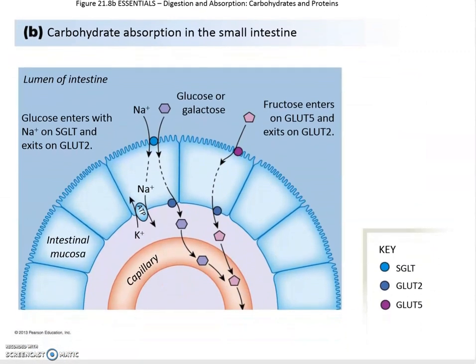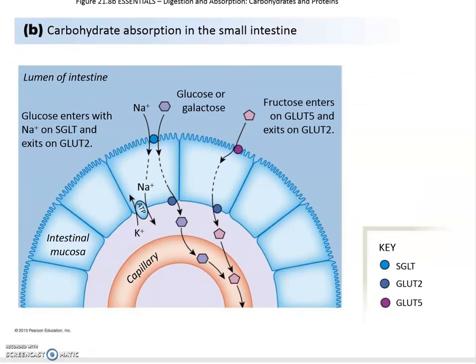Here's how the absorption happens in the small intestine. So here we are in the lumen of the intestine, and we have just digested some starch, and we have now simple sugar, so we want to transport it into the capillary here, into the blood. And so we're going to transport, here's a sodium glucose co-transporter, or the fructose enters versus another glucose 5 transporter.